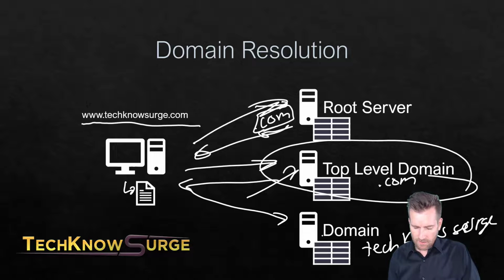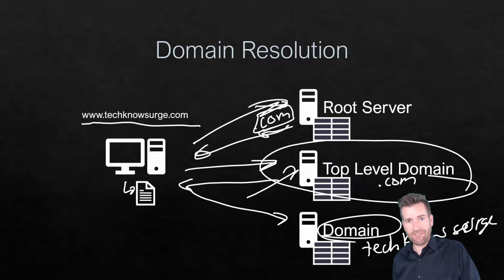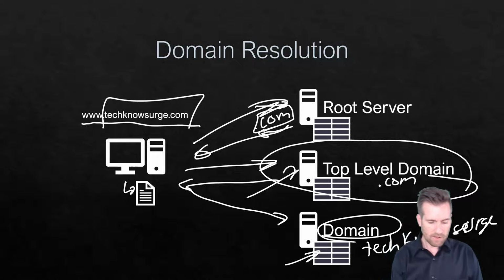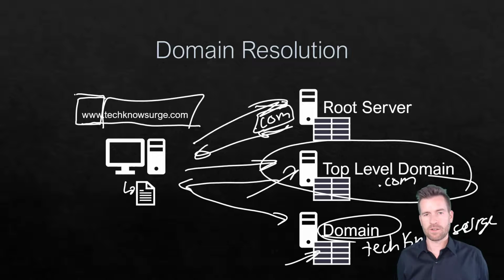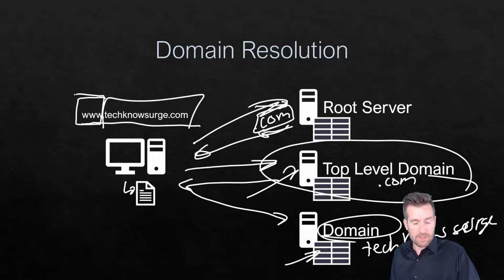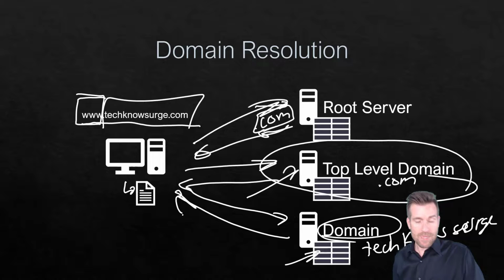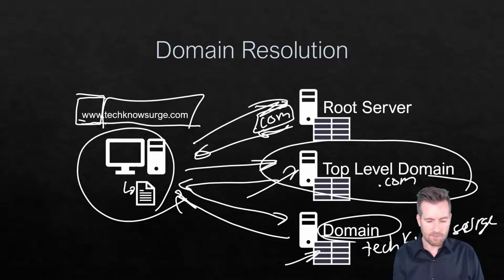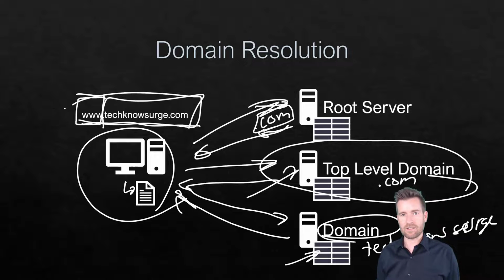www.technosurge.com. And this level right here says, okay, let me take a look at my files because I am responsible for technosurge.com. It looks for a record within its database, and it's looking for the www record. So it's looking for the www host. And then if that is an A record, it has an IP address and sends the IP address back to this machine. So this machine then can go reach out to that IP address and say, hey, I'm looking for the site www.technosurge.com.